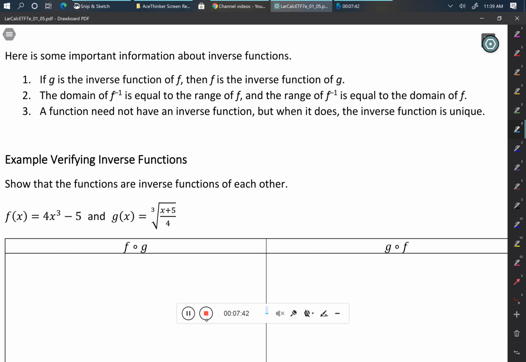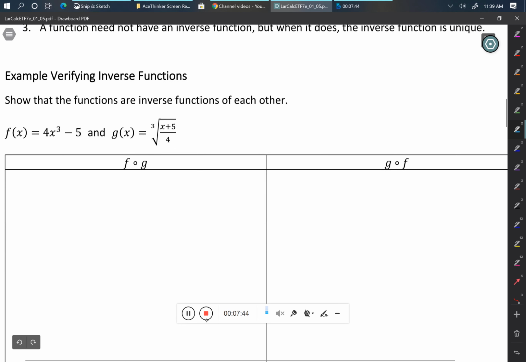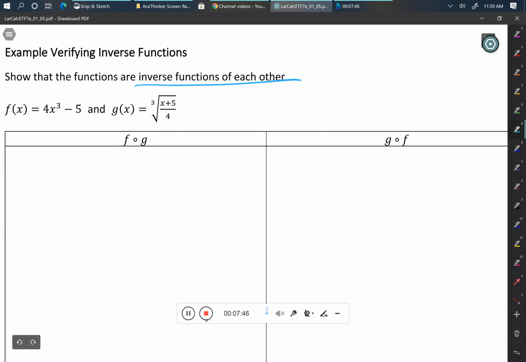All right, so our job here is to show that the two functions are inverse functions of each other. Well, the definition says these two things will be inverse functions if these two compositions ultimately end up back at the statement x. That is, if f of g of x is equal to x and g of f of x is equal to x. So I'm going to go ahead and work through this. We'll work through the one on the left first.